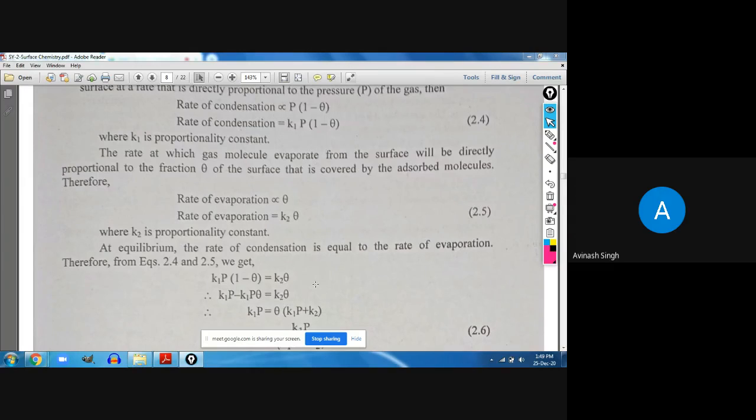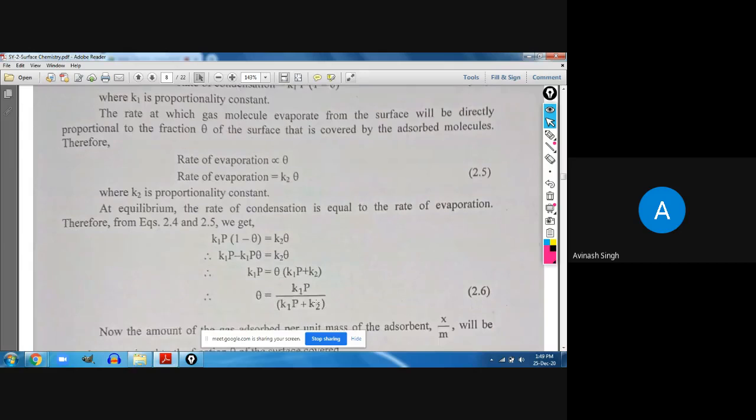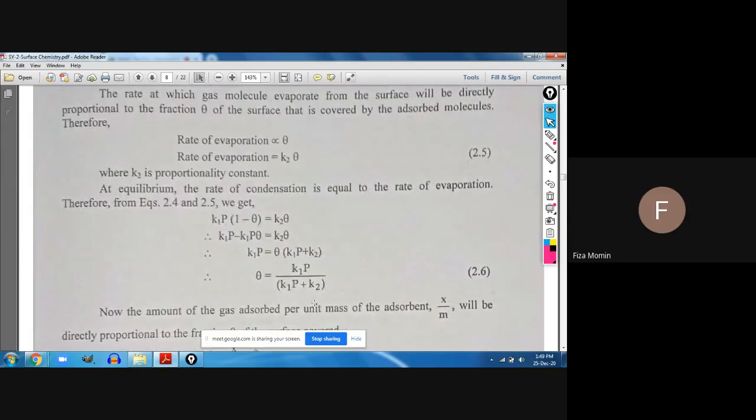Let's open this bracket. So this becomes k1p minus k1p theta is equal to k2 theta. अब k1p इधर रखा, उसको उधर लेके गया तो ये प्लस हो जाएगा. You have theta common. You have k1p plus k2. So theta is equal to k1p divided by k1p plus k2.